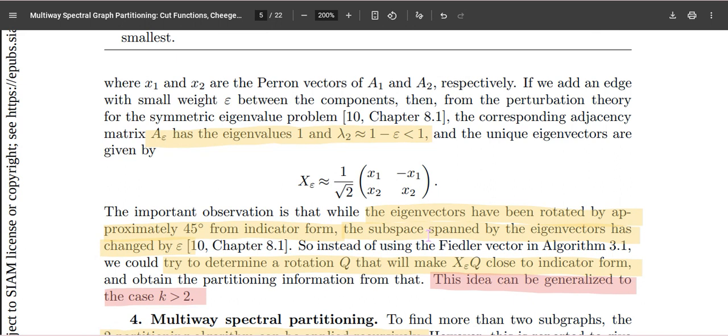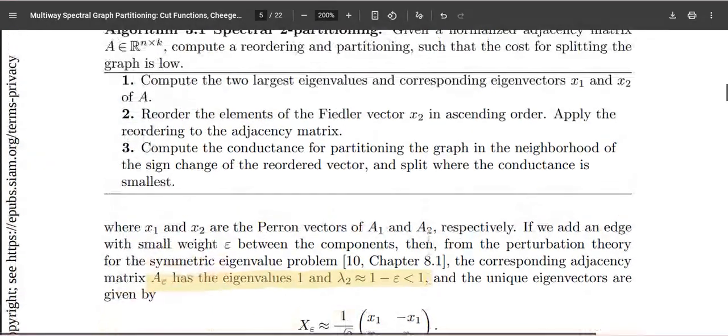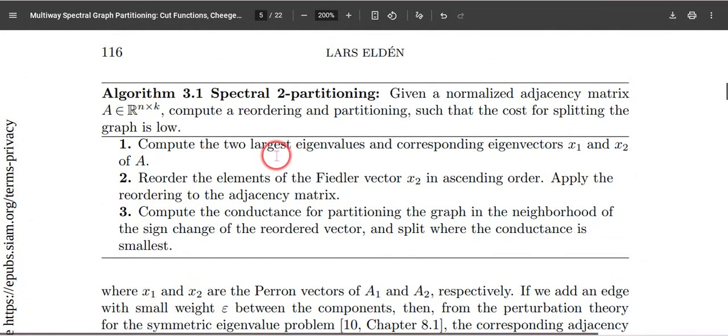So this is the crux of the problem. This idea can be generalized for k greater than 2. The idea would be to compute the two largest eigenvalues of the normalized adjacency matrix, which we defined earlier as the matrix A, and then compute the eigenvectors x1 and x2. The x1 and x2 will be close to the Perron and Fiedler vectors.